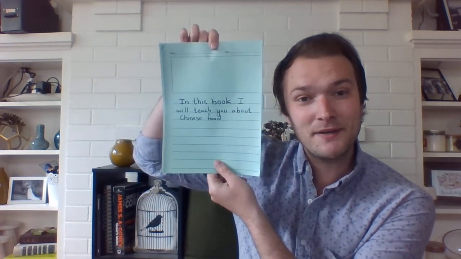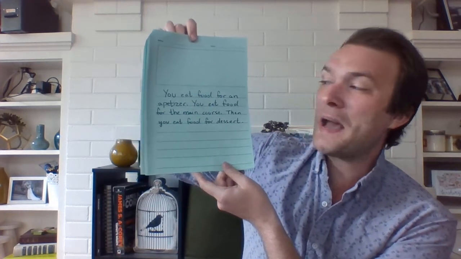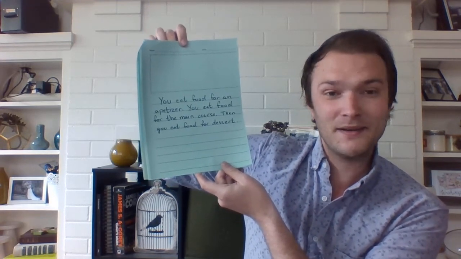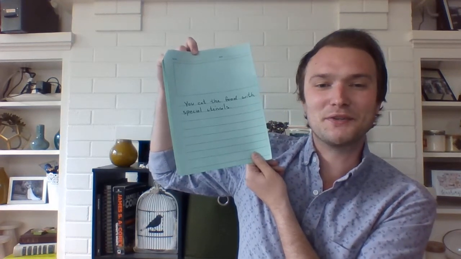In this book, I will teach you about Chinese food. What an introduction. This is my favorite part. You eat food for an appetizer. You eat food for the main course. Then you eat food for dinner or dessert. And my last page that I've gotten so far. You eat the food with special utensils. I'm so proud of that writing. It is just perfect.